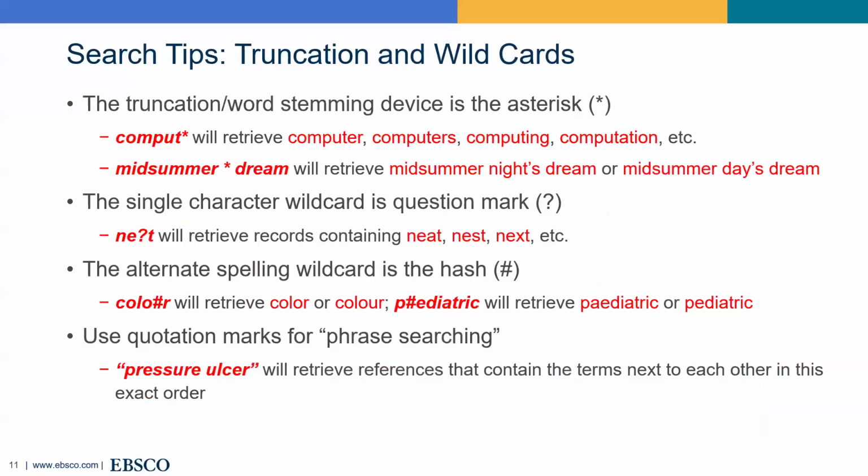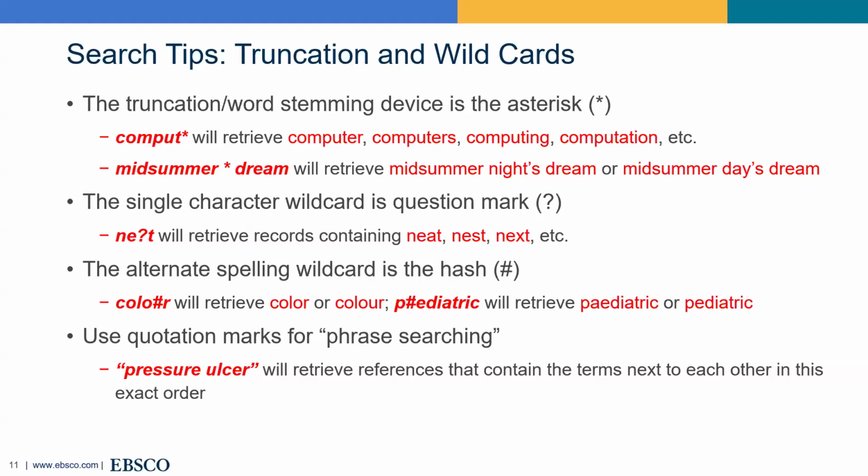Now, I'm also going to mention search tips like truncation and wildcards, and this refers to using characters on your keyboard like an asterisk, a question mark, a hash, or quotation marks. So the asterisk is the truncation or word stemming device, and it takes the place of a string of characters or letters and can also take the place of a word.